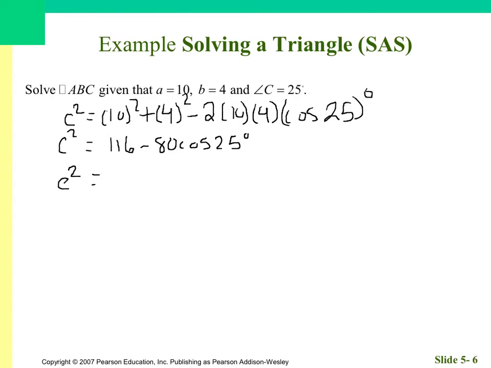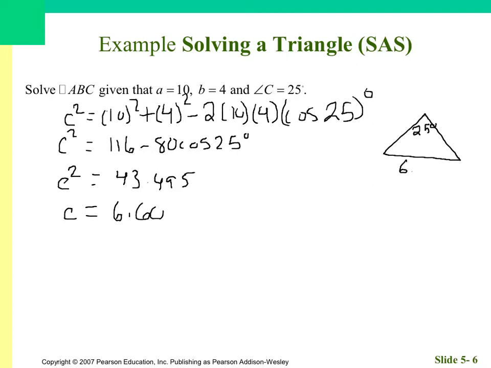c squared equals 43.495, and then do the square root of that. So I get c equals 6.60. So now I have 25 degrees, 6.60, 10, 4.